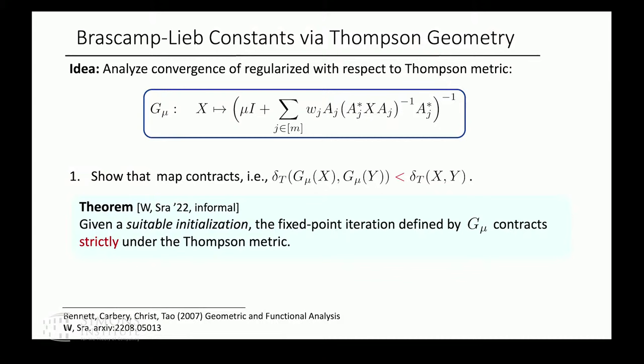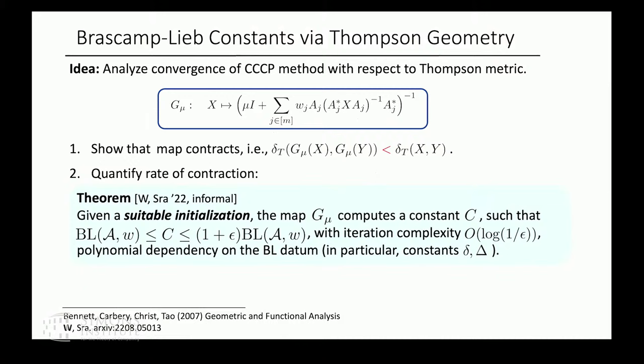And then we can analyze the rate of the contraction. And we can, in fact, show that the regularized map converges or gives an epsilon approximation to the Brascamp-Lieb constant with an iteration complexity that is linear, so on the order of log 1 over epsilon. And in this formulation, there's a polynomial dependence on the Brascamp-Lieb datum, on the bit complexity of the Brascamp-Lieb datum.